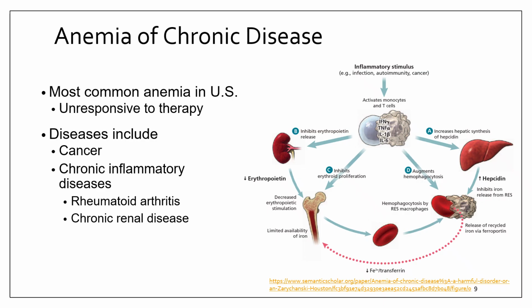Inflammation activates immune cells, especially macrophages and T cells. These release inflammatory cytokines like IL-6, TNF-alpha, and IL-1, and IL-6 is the real troublemaker here. IL-6 results in a hepcidin increase. Inflammation causes the liver to increase production of hepcidin. Hepcidin is the hormone that controls iron traffic.